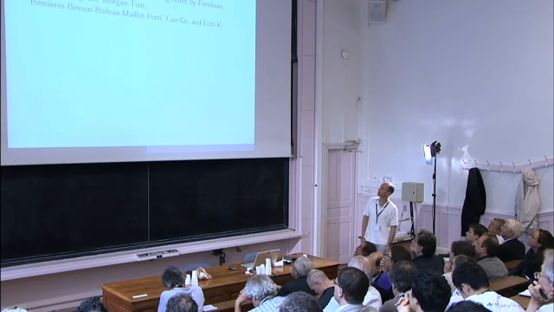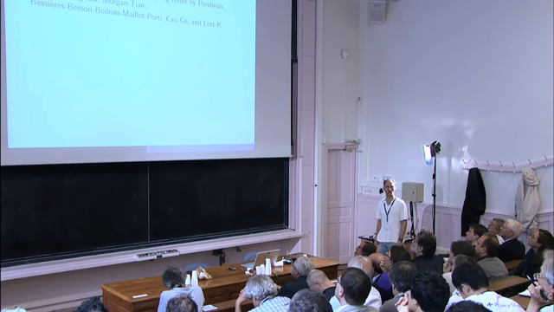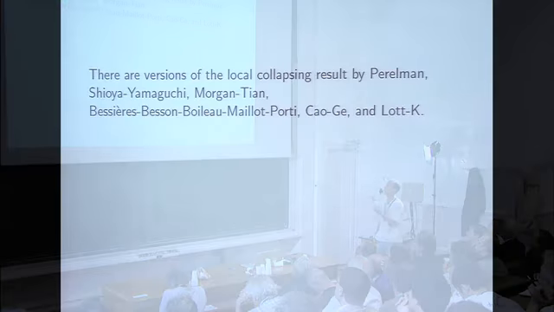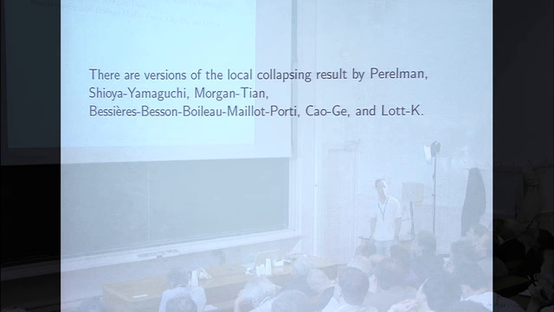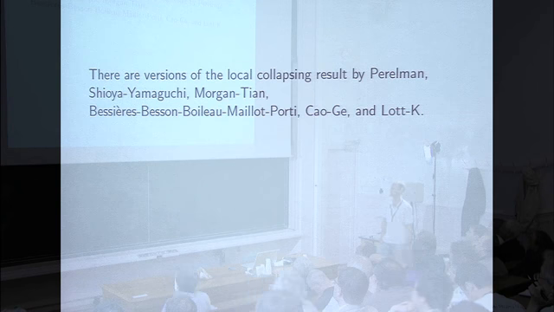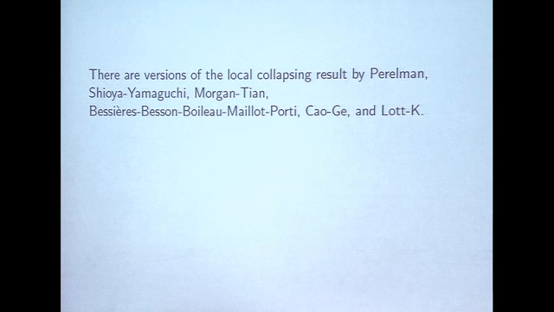Okay? So I mentioned there are versions of this local collapsing result due to Perelman, so he stated this result in his second Ricci flow preprint. And then there's a paper by Shioya and Yamaguchi, which gives the version based on Perelman's stability theorem. And then the versions by Morgan and Tian, Bessières, Besson, Maillot, Paulin, Cao and Ge, and John Lott and myself.